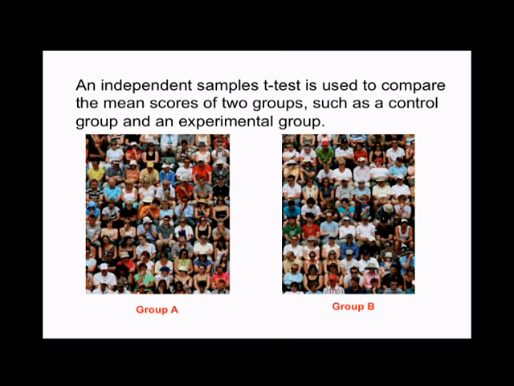One statistical test is an independent samples t-test. You use that when you're comparing the mean scores of two groups. This is used in the classic experiment when you have a control group and an experimental group. Let's say you're measuring depression or anxiety or frustration for the two groups. You would use a t-test to see if group A is significantly different from group B.